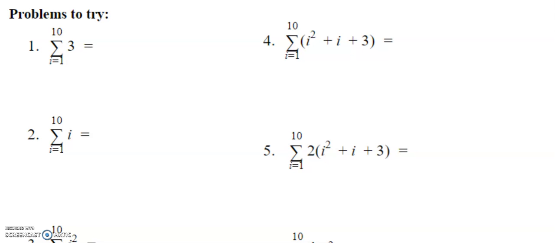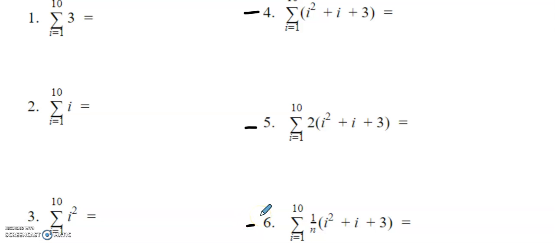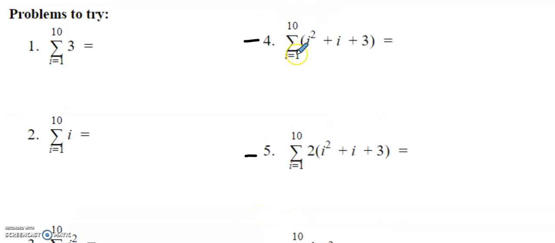All right, so you have 6 problems to try. I would go in order 1, 2, 3, 4, 5, 6. Something to note, numbers like 4, 5, and 6 are what I was getting at before, where you can break this up and you can take the sum of I squared plus the sum of I plus the sum of 3, right? So you can break that up into a sum of sums.